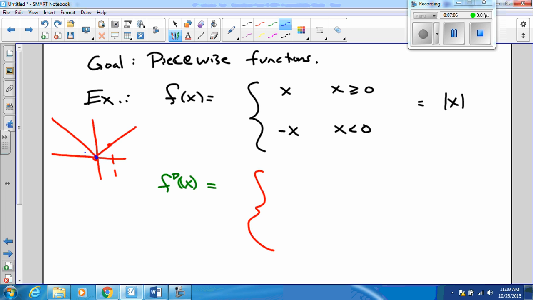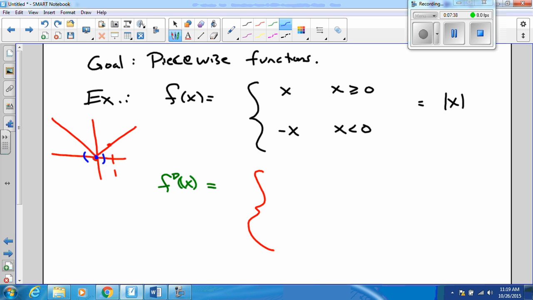For the point x equals 0, in any neighborhood of x equals 0, points to the right are values of x, but points to the left are values of the opposite of x. And so my function is not actually represented by either piece right at the joint. Do you see that? It's a two-faced function. It looks to the right, it sees one piece, it looks to the left, it sees another piece.